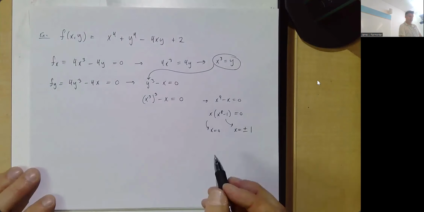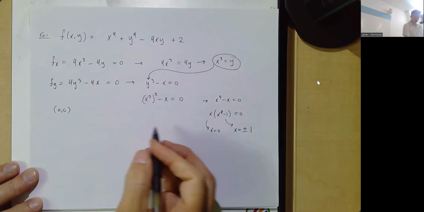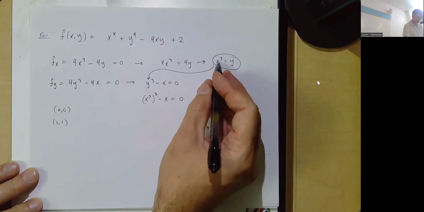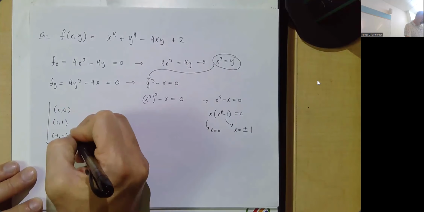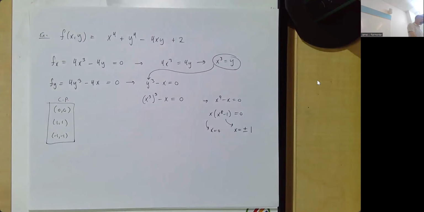So then if x is 0, y is going to be 0. If x is 1, y is also going to be 1. If x is negative 1, y is going to be negative 1 cubed, which is also negative 1. So these are my critical points. Now let's find D.